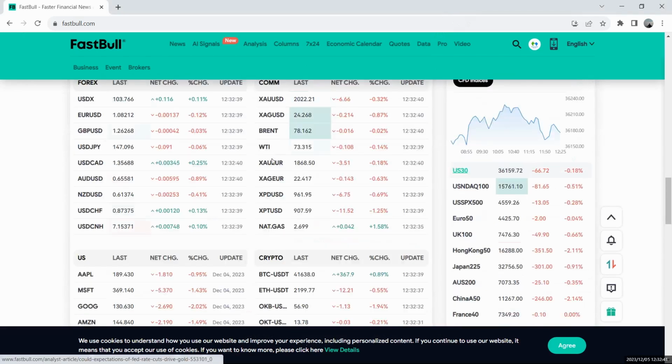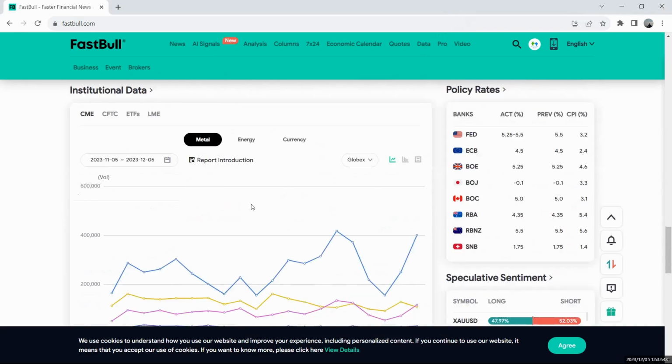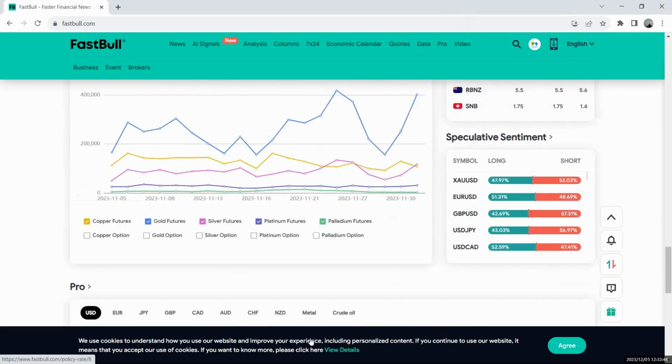And for people that trade with Commitment of Traders, COT data, you can have it right here to know what people are thinking on your favorite pairs, like gold. You can see 52% of the traders are short. Euro USD and so on and so forth.